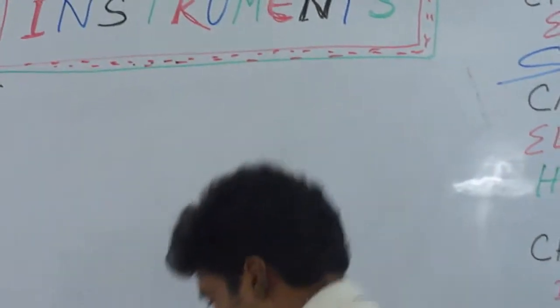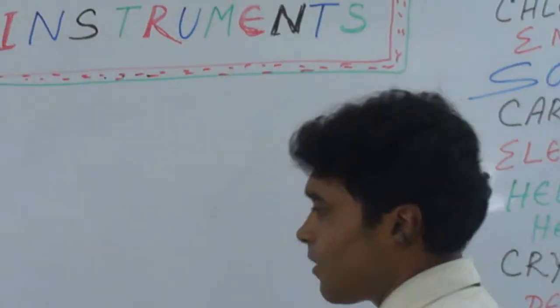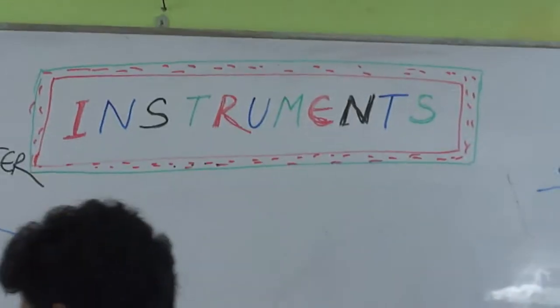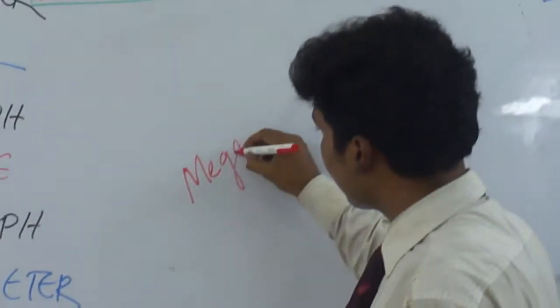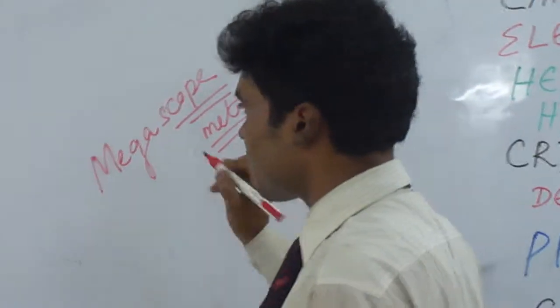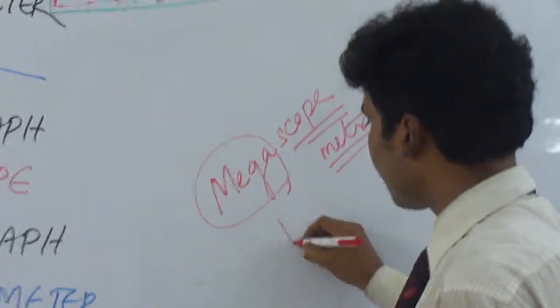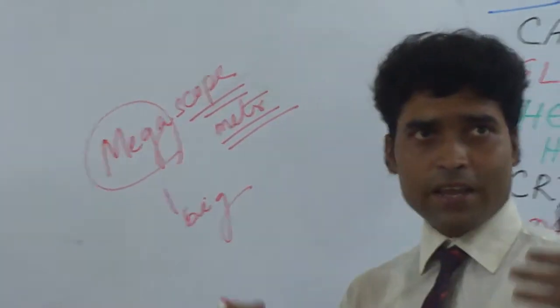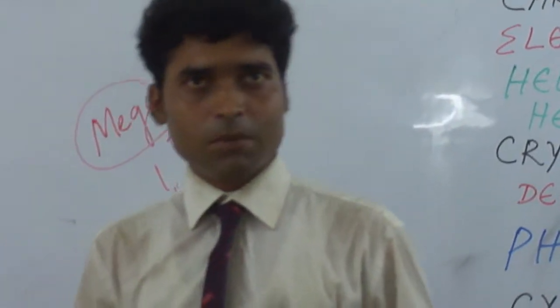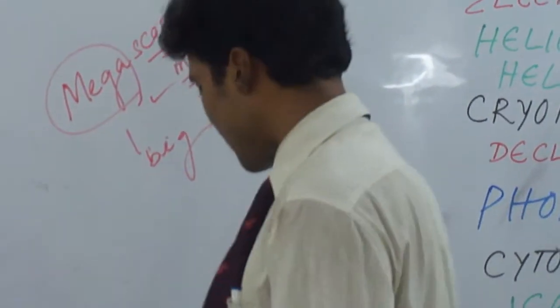Another thing we'll discuss right now, that is very important, that is megascope, right? Scope is also one type of meter, used for counting something. So mega means big, right? Something bigger, like human bodies or any item, is measured by your megascope, right?